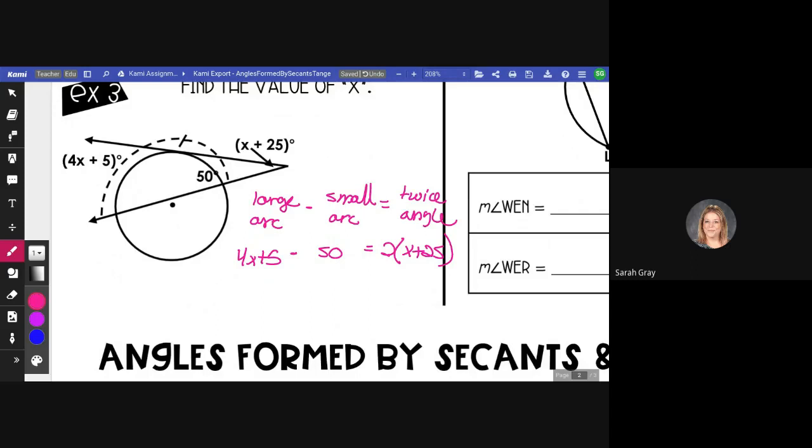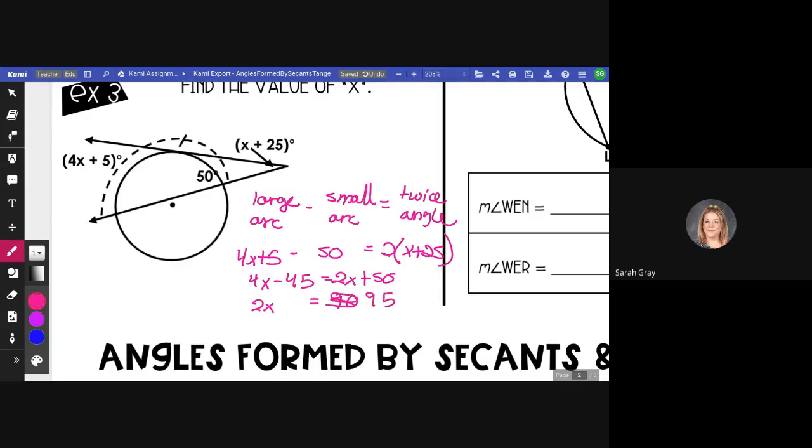And if you do small arc minus large arc, your answer is just going to be negative of what it should be. But hopefully you'll get in the pattern of doing the larger number minus the smaller number. So here we have 4x minus 45 equals 2x plus 50. Subtract 2x from both sides. Add 45 to both sides.